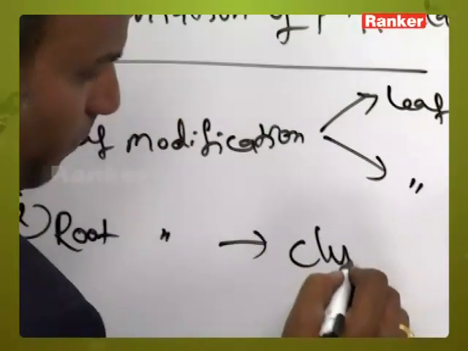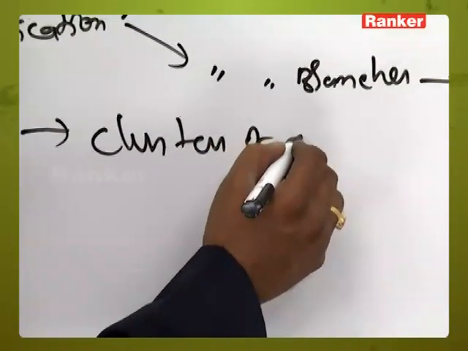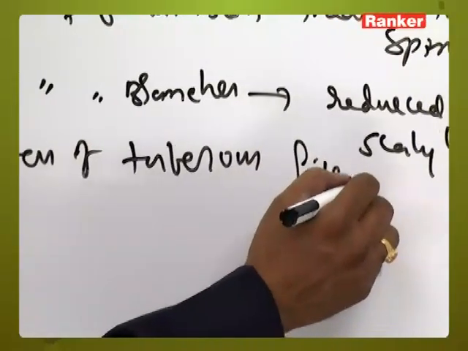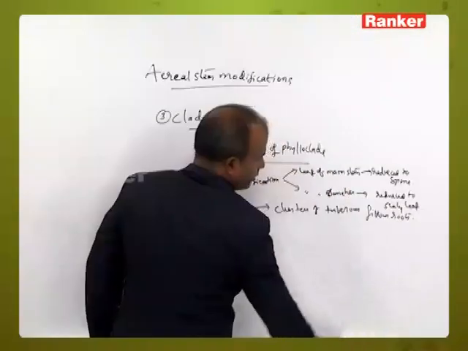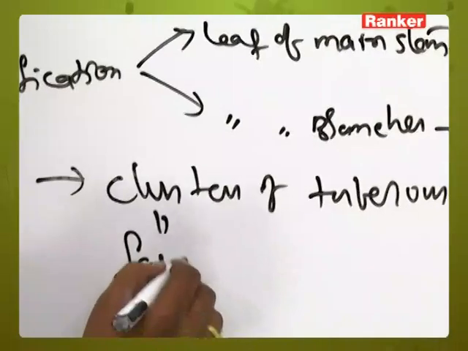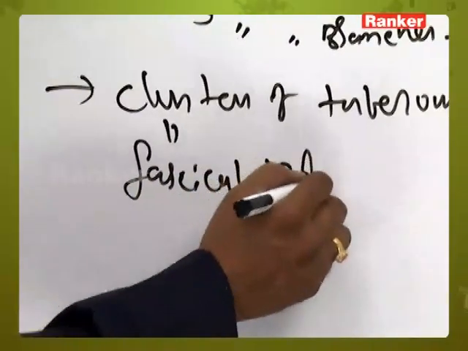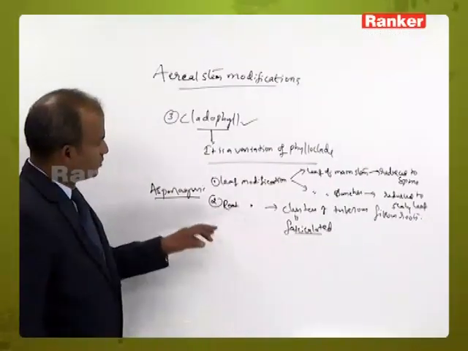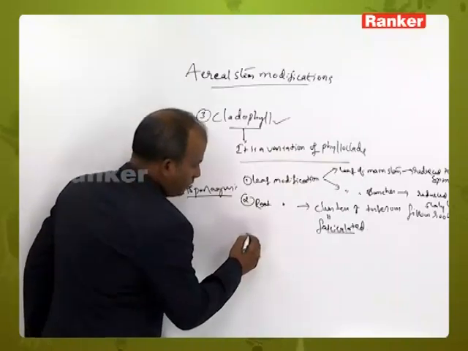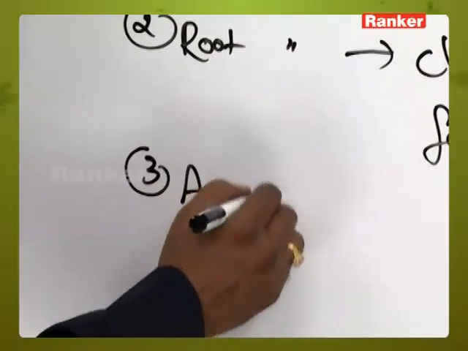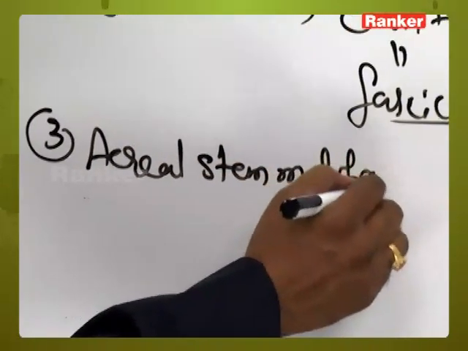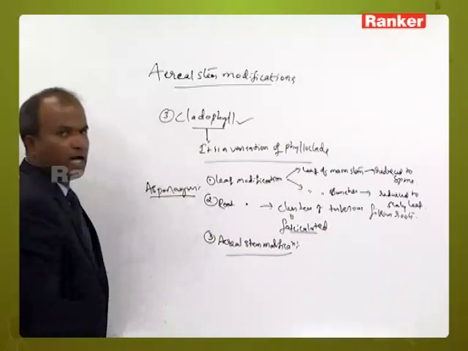What is that called? A cluster of tuberous fibrous roots can be seen. What is the meaning of cluster? That is nothing but fasciculated. Leaf modification is over and root modification is over. Next goes to aerial stem modification, which we are going to discuss now.